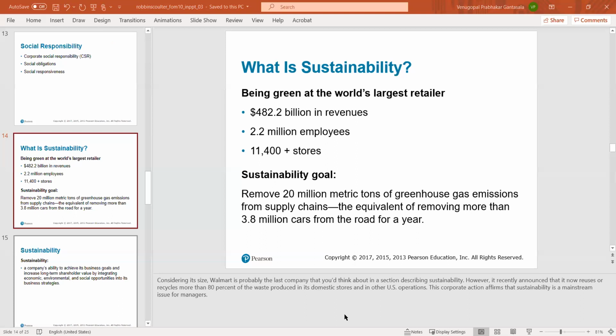So I have another question. Like Apple, okay, I'll take your word. Here the example is Walmart. So they have embarked on a very ambitious, I'm sure they're doing it better now, this is 2017 kind of data. This is a company which makes billions of dollars in revenues, and they have millions of employees and so many thousands of stores. So they had a sustainability goal of removing 20 million metric tons of greenhouse gas emissions from supply chains by recycling, reusing, and using material which can be biodegradable. And the equivalent of taking 3.8 million cars off the road every year.